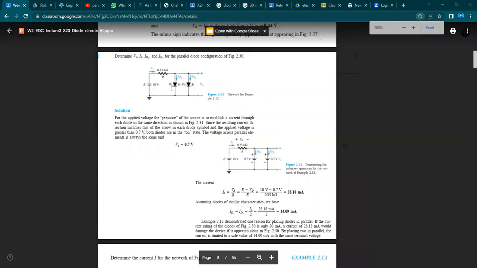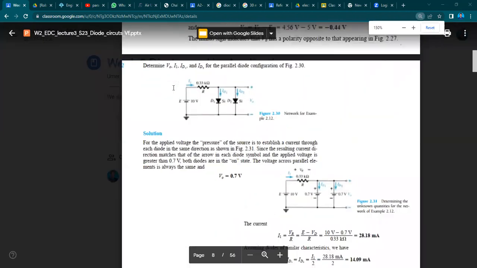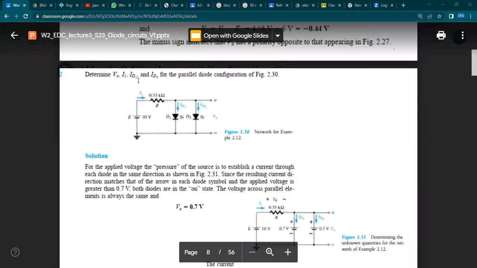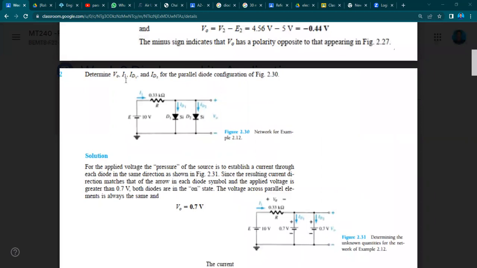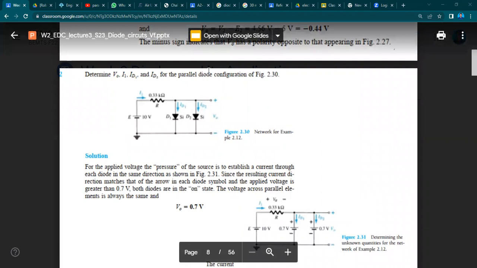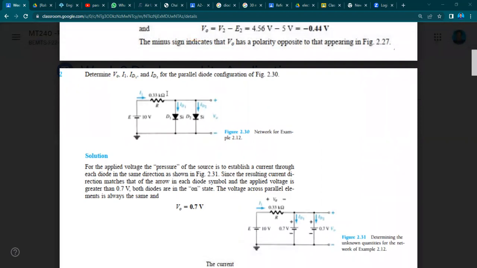Here is the example where we have to find V naught, I naught, I1, ID1, and ID2 for the parallel diode configuration. In this given circuit, you can see there's a 10 volts battery, a resistor of 0.33 kilo ohms, and two diodes that are in parallel.